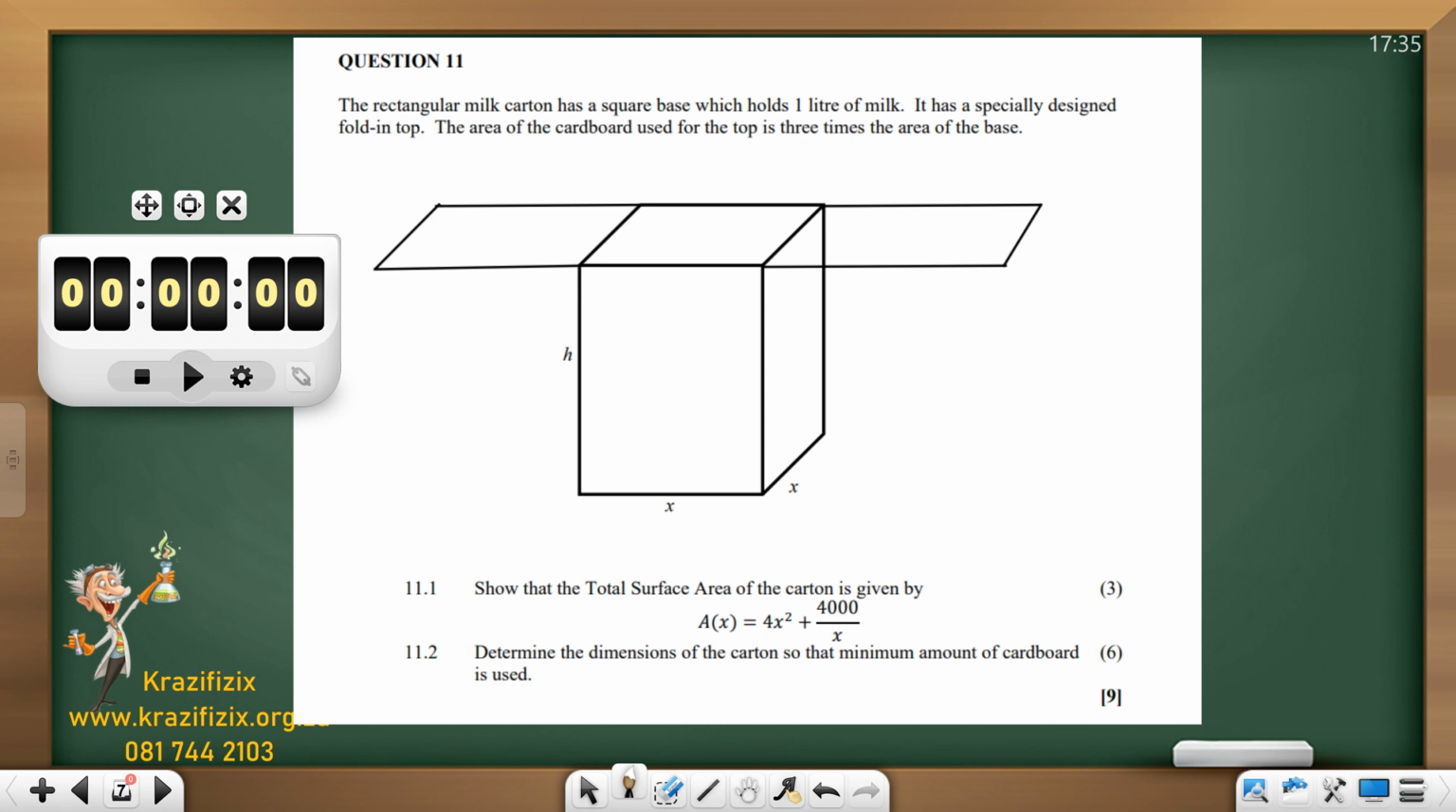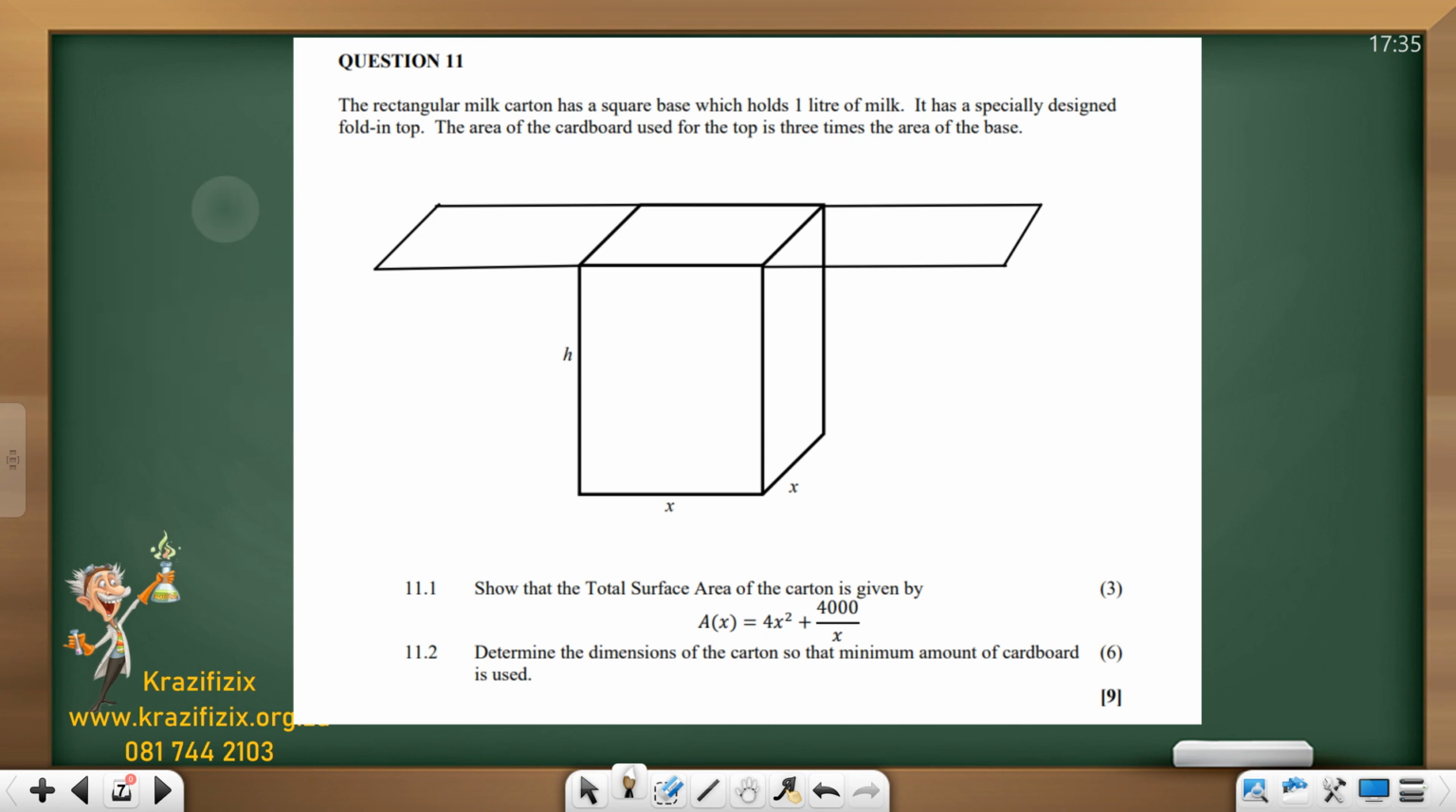Hi guys, did you get the first one? Okay, let's see. The rectangular milk carton has a square base which holds 1 liter of milk. It has a specially designed fold-in top. The area of the cardboard used for the data is 3 times the area.